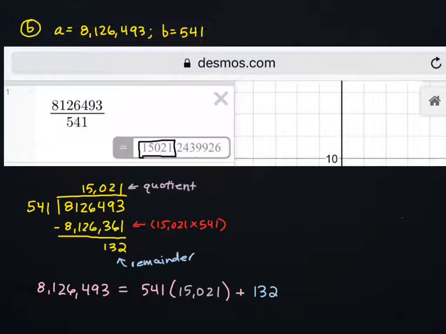And it looks like I accidentally switched my colors here from what I was using in the last slide. So I'll go ahead and correct that, because we were taking the quotient to be blue and the remainder to be purple.